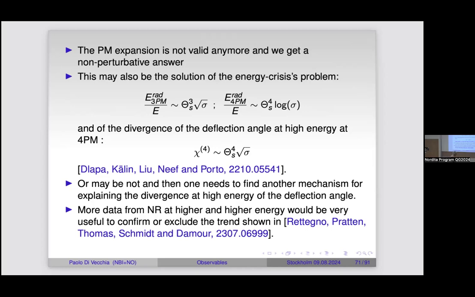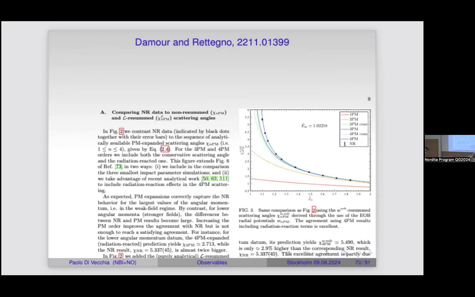And in fact, I want to conclude with this picture that is in this paper. In this paper, essentially, they compute the deflection angle as a function of b, more or less. This is large b, and this is small b. You see that you put 1 PM, 2 PM, 3 PM, and also 4 PM. And these are the points of numerical relativity. When you put in 4 PM, you get much better agreement than if you don't.